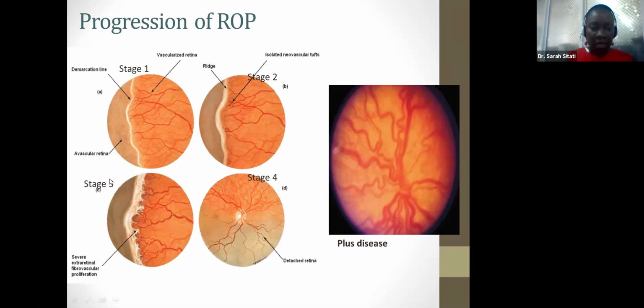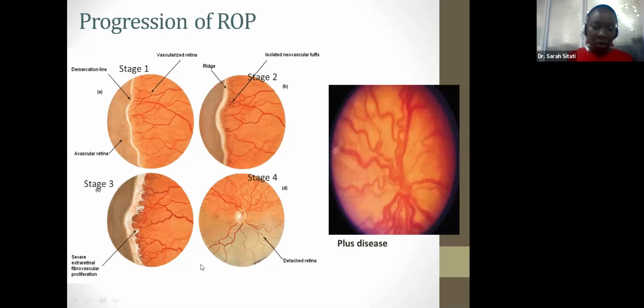When we go further from there, we go into stage 3. On stage 3, the first thing that happens is that the ridge becomes thicker, and then you start seeing some blood vessels growing on the ridge. This ridge becomes so thick that it starts pulling on the blood vessels on the vascular part of the retina. Sometimes you can even notice some lifting of the blood vessels during the examination as they come to join this ridge. We call that fibrovascular proliferation. When you reach stage 3, you are starting to enter the serious stages of ROP.